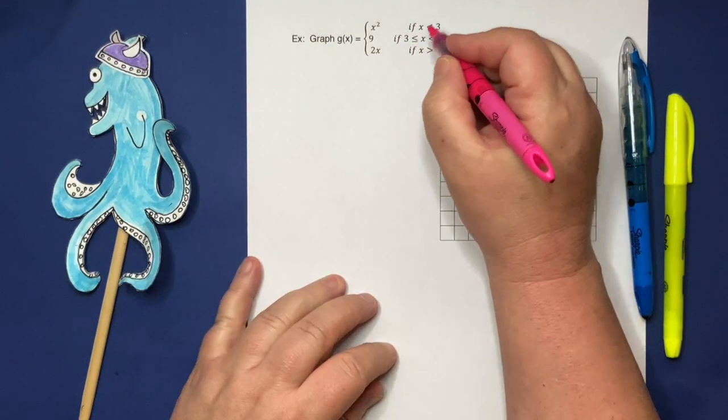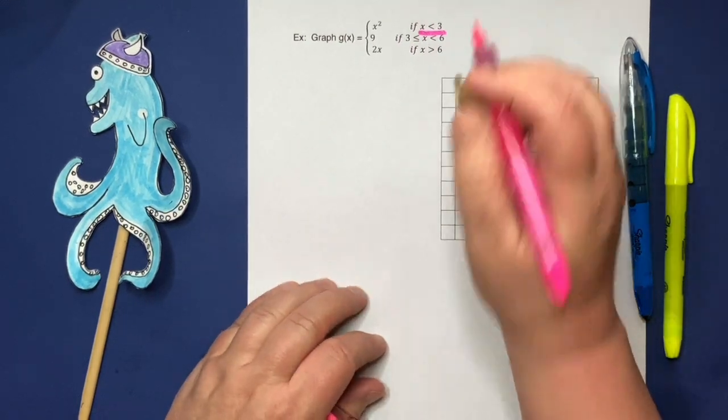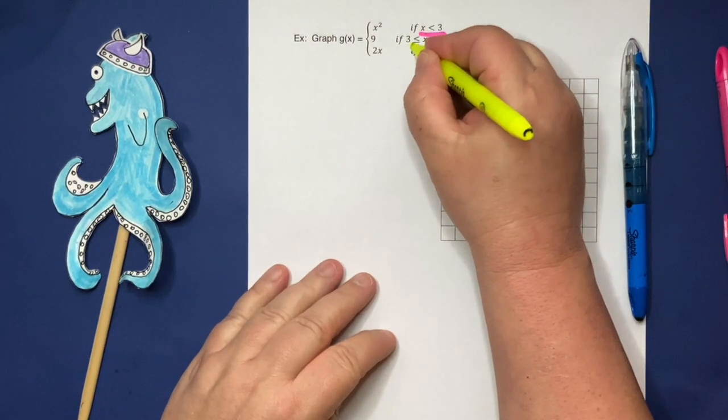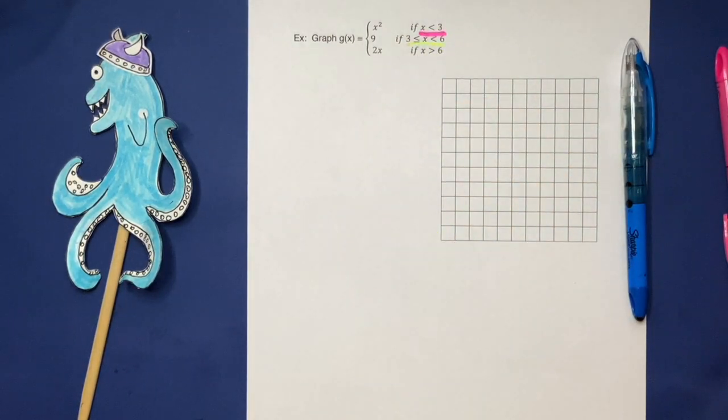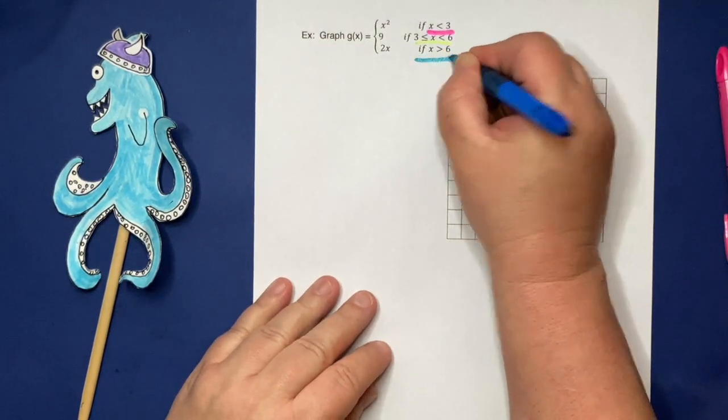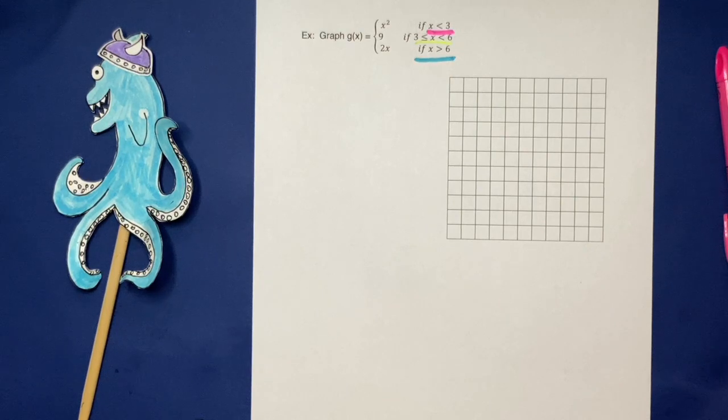I'm going to call this the pink part: x is less than 3. And then I've got the yellow part: x is between 3 and 6. And then this part, if x is greater than 6. Okay, and this is called g of x, and I've got pieces.